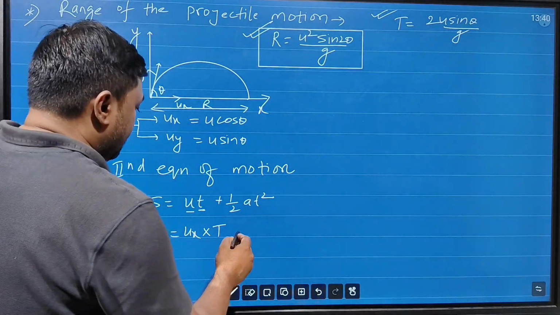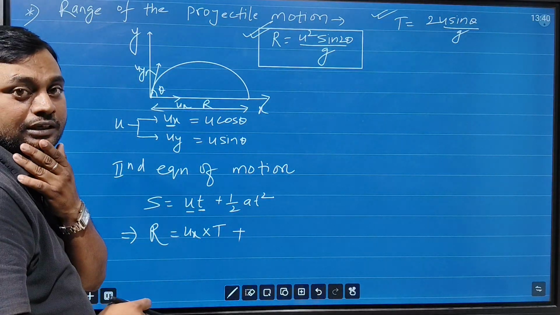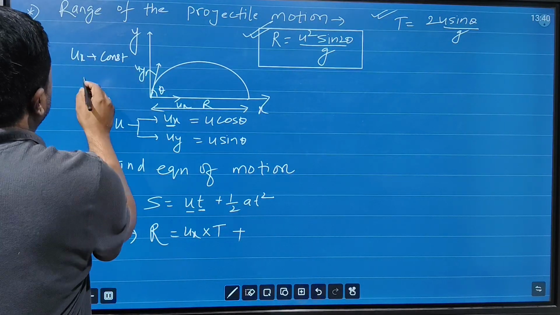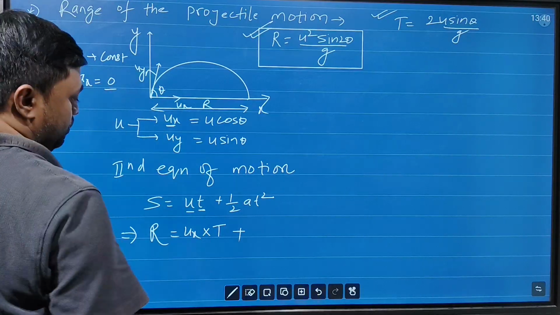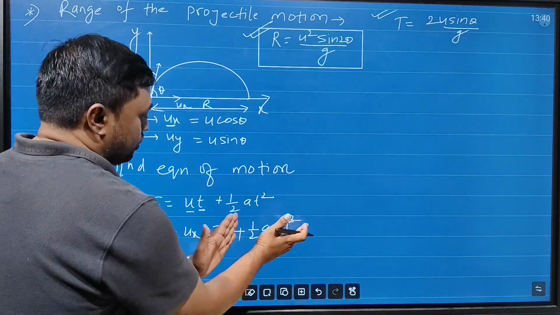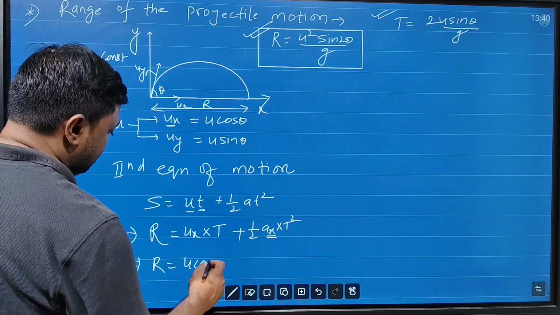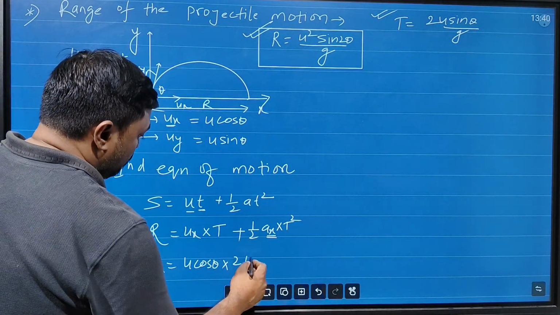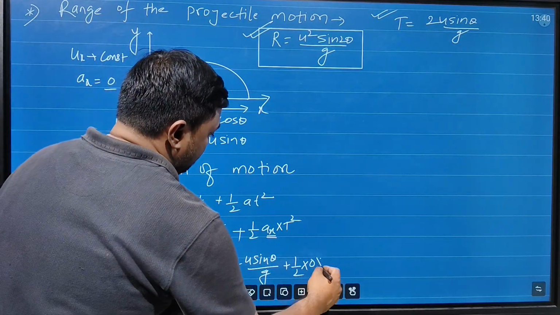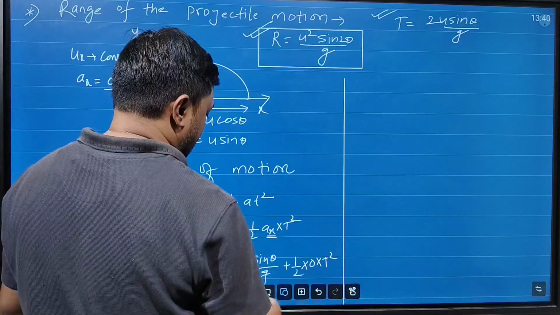Now we have assumed that the horizontal component of velocity, ux, is constant. As ux is constant, the acceleration along the x-axis is 0. So we can write half into ax into the time of flight square, and as ax is 0, this term will be 0. So once again, write R is equal to ux, that is u cos theta, times the time of flight 2u sin theta upon g, plus half into 0 into t square. 0 into anything is 0, so we can cancel this part.